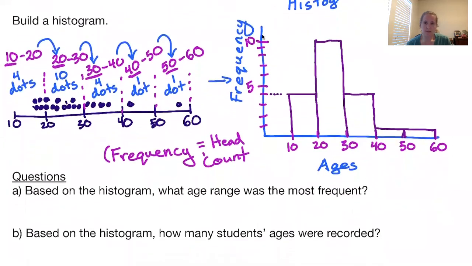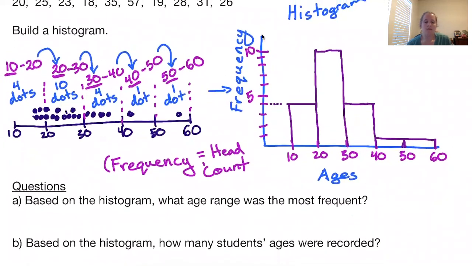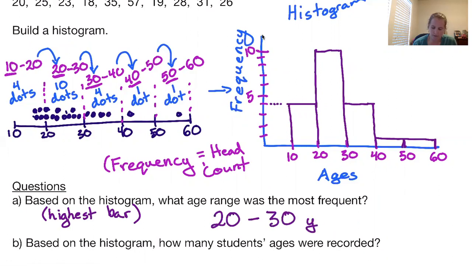From here, we're going to answer a few questions. First off, based on the histogram, we are going to forget that we knew the list of numbers. Forget we have the dot plot. Just based off the histogram, what age range was the most frequent? We are looking for the tallest bar, right? So this is going to be the highest bar. In this case, that was the 20 to 30 year olds.